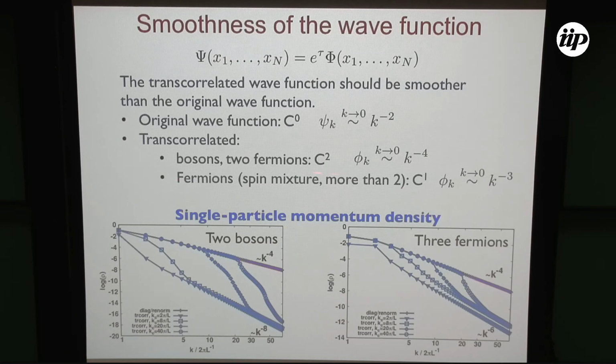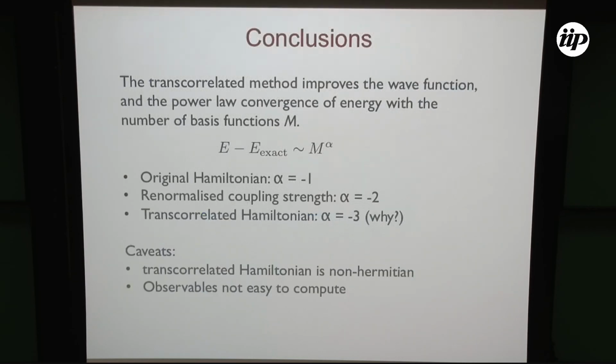Now, for fermions, because there's less symmetry than for bosons, if you have more than 2 fermions, the smoothness is not improved quite so much, but it still goes to C1, and it's a k to the -3. So we have evidence for that in the momentum density. Now, the surprise that we have to some degree is that this transcorrelated Hamiltonian has this m to the -3 scaling, and that seems to be independent. It's the same for 2 particles, 2 bosons, for example, and for more fermions.